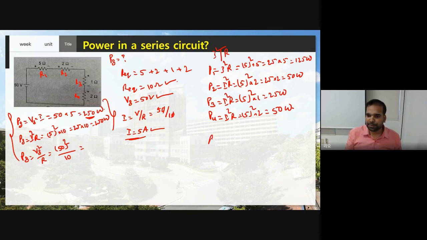Therefore, if you add P1 plus P2 plus P3 plus P4, what happened? Equal to 125 plus 50 plus 25 plus 50 watts. That will be equal to what? 250 watts. So what is the source power? Power supplied by the source is equal to 250. This is Ps. Therefore, 250 watts is equal to 250 watts.